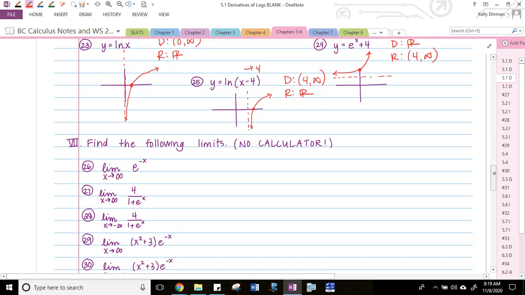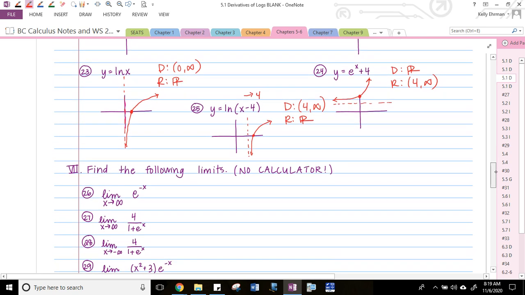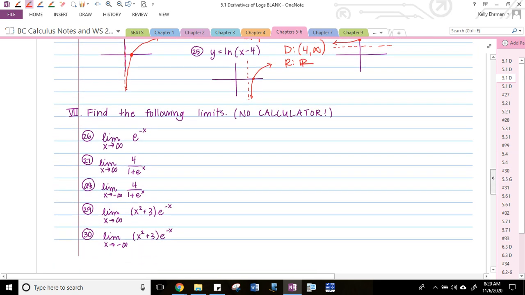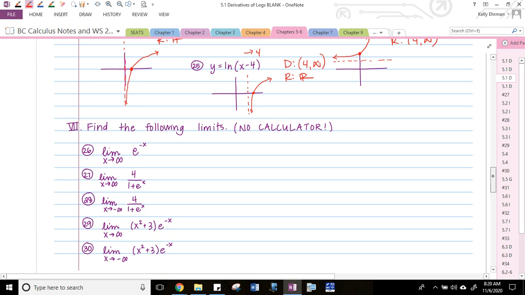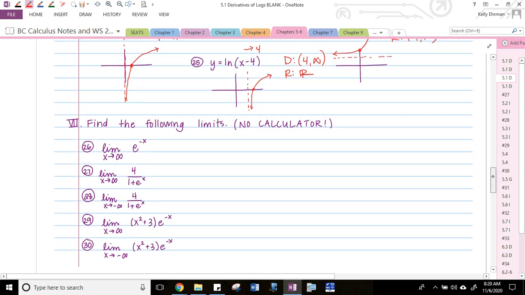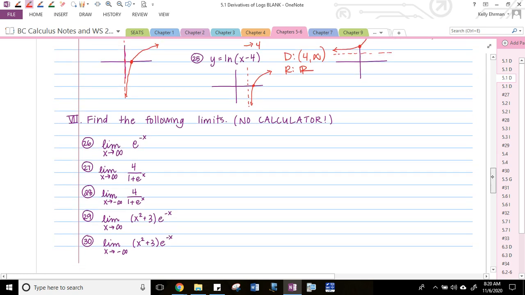All right, so now a little bit of calculus. This is thinking about domain and range, right? What is the limit as x approaches infinity of e to the negative x? So as you're putting in infinity for e to the negative x, think of this as e to the negative infinity. Think of that as 1 over e to the infinity. 1 over something huge is 0.